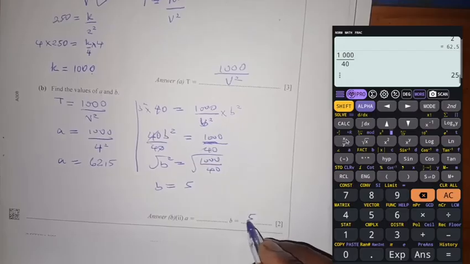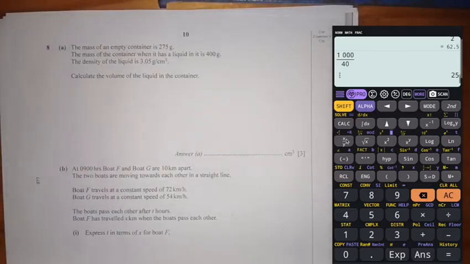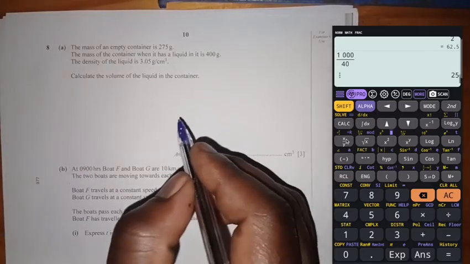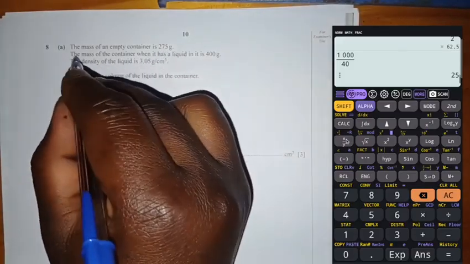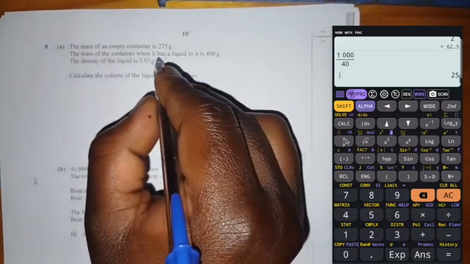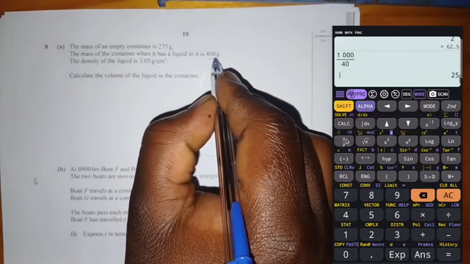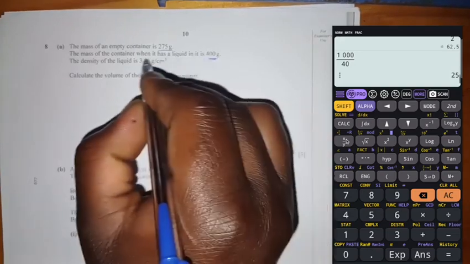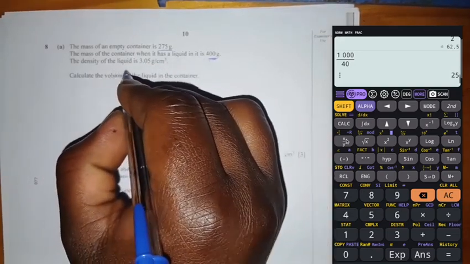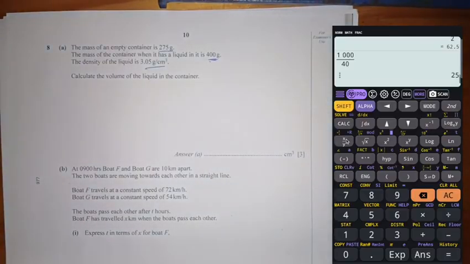So this one is 5, this one is 62.5. Next question. The mass of an empty container is 275 grams. The mass of the container when it has a liquid in it is 400 grams. The density of the liquid is this one. Calculate the volume of the liquid in the container.